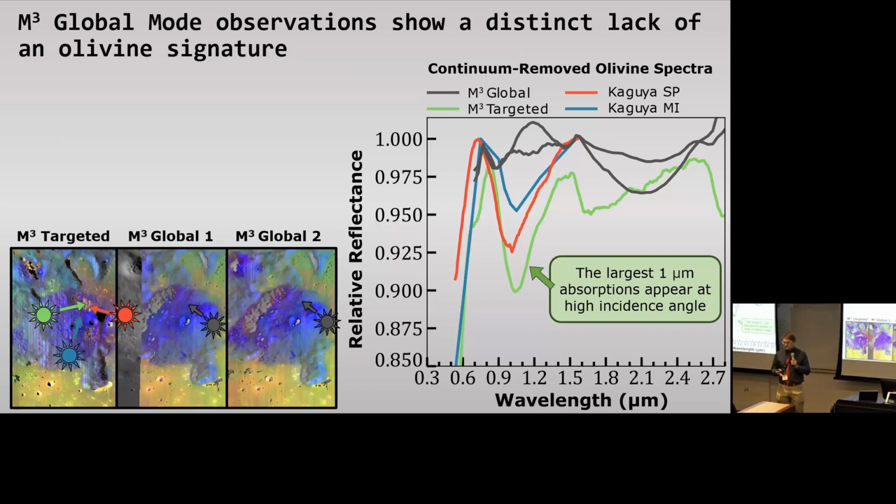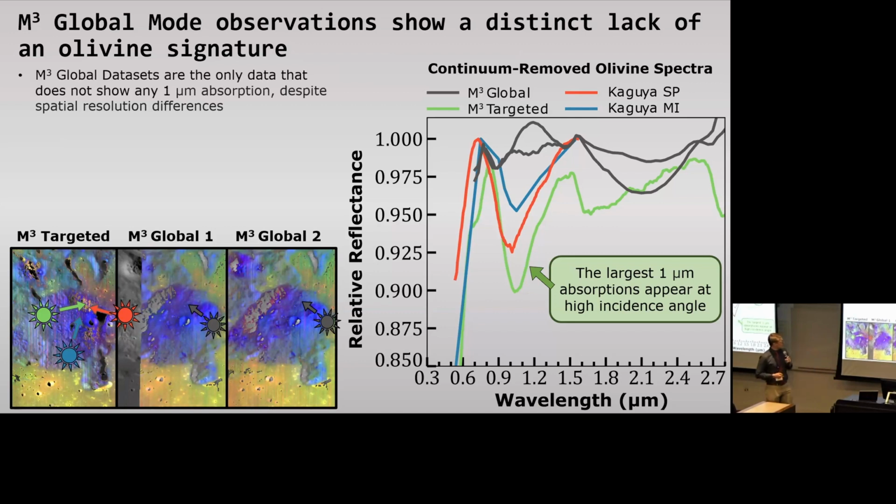So the thing that really stuck out to us when comparing these data sets is that there seems to be a discrepancy between the 2 M-cubed global data sets and the rest of the data sets. Particularly, the M-cubed global data sets do not show any 1 micron absorption, whereas the other data sets do, despite being different spatial resolutions. So we knew pretty early on that this really isn't just a problem with spatial resolution, it's probably something else.